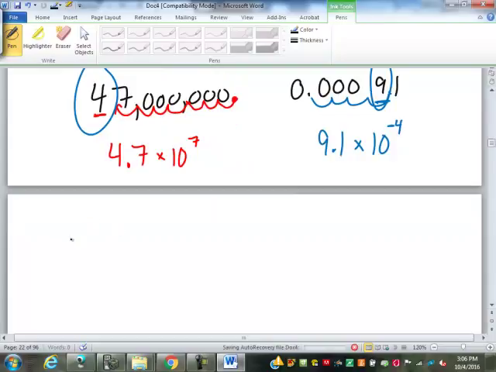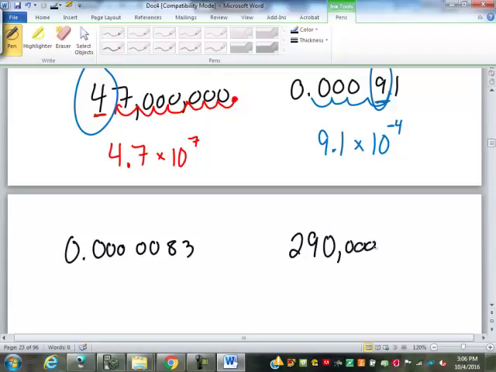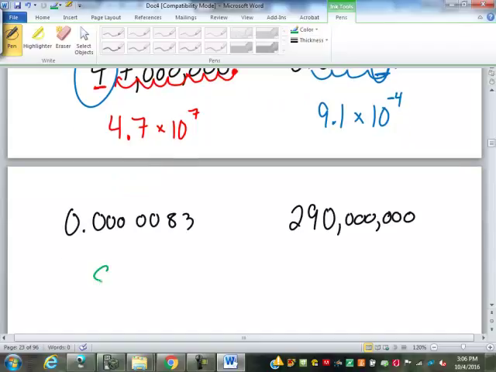So, if I have 0.0000083 and, convert those in your notes quick to scientific notation for me.